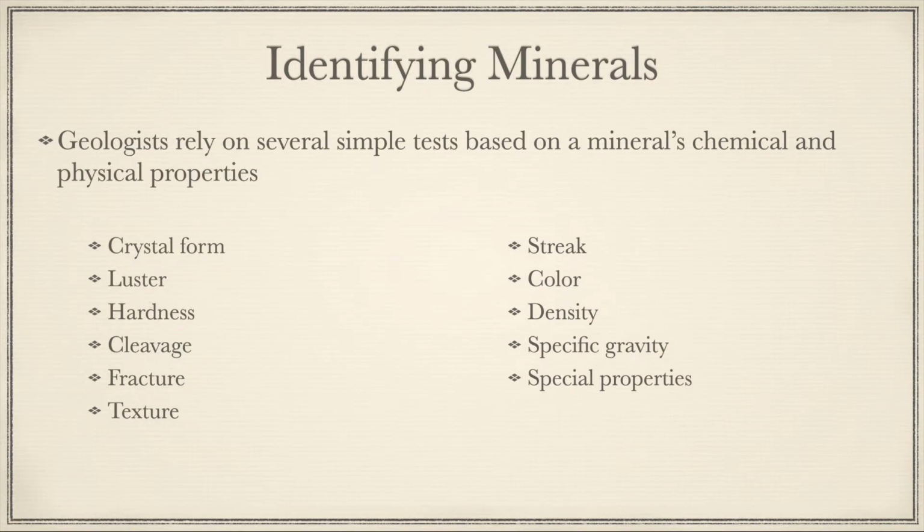So geologists rely on several simple tests based on a mineral's chemical and physical properties. Some of these tests include the crystal form, if you can see it, the luster, the hardness of the mineral, the cleavage and fracture, or how the mineral breaks, texture, streak, which is the color in powdered form, the color itself, the density, the specific gravity, which is another way of measuring density, and then other special properties. So we're going to talk about all of these individually here.